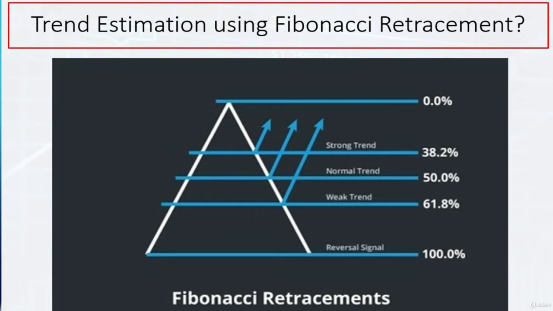As the picture shows on your screen, if the price retraces to 38.2%, it signifies a very strong trend. If the price retraces to 50%, it is a normal trend. And if the price retraces to 61.8%, it is purely a weak trend. If the price retraces to 100%, it is a reversal of the trend.